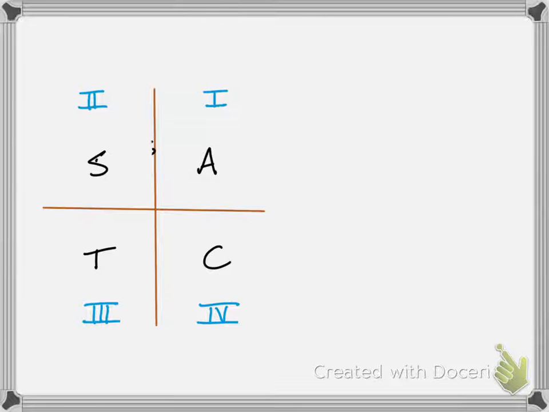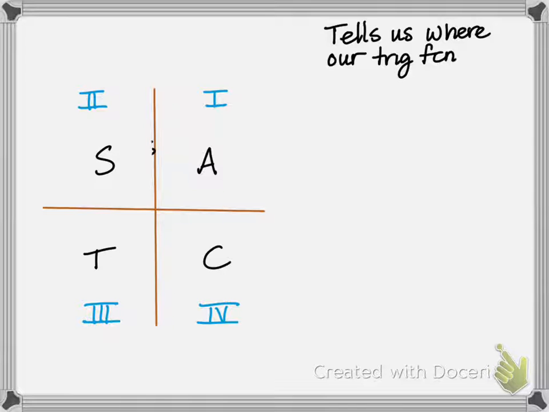Now, what do those letters help us for? Here's what they help us for. This little rubric here tells us where our trig functions are positive. It tells us where our functions are positive.